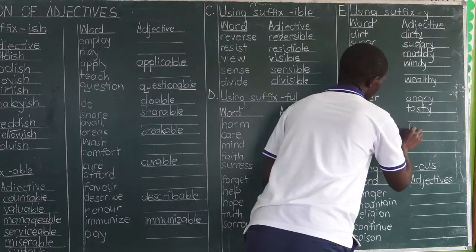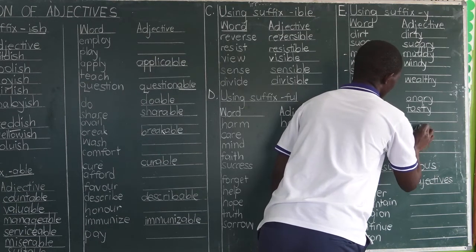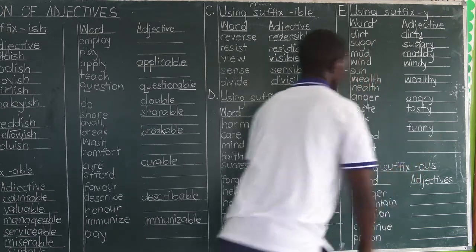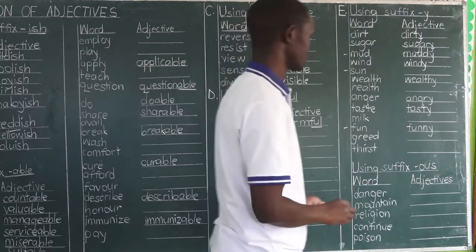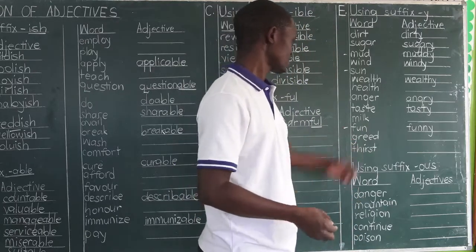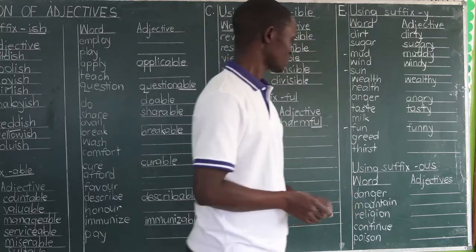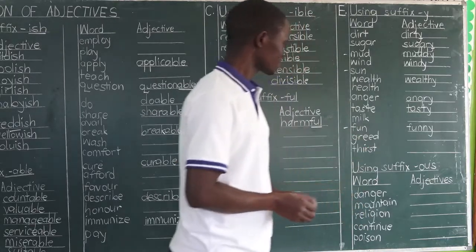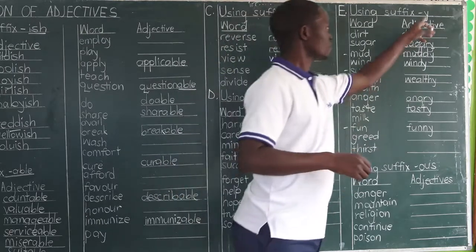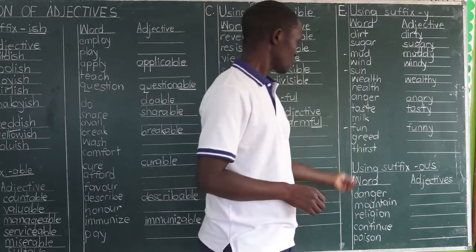So we have F, U, double N, and Y. Funny is the adjective from fun. One who likes making a lot of fun is a funny person. Greet, simply write the word greet and add the suffix y. It will be done and that's it.